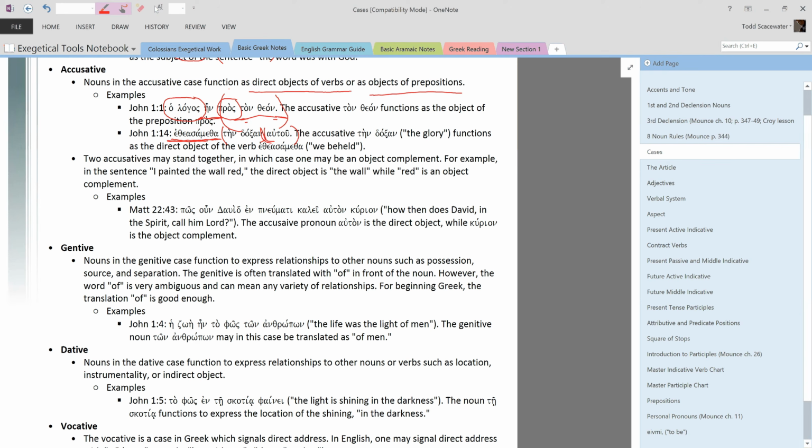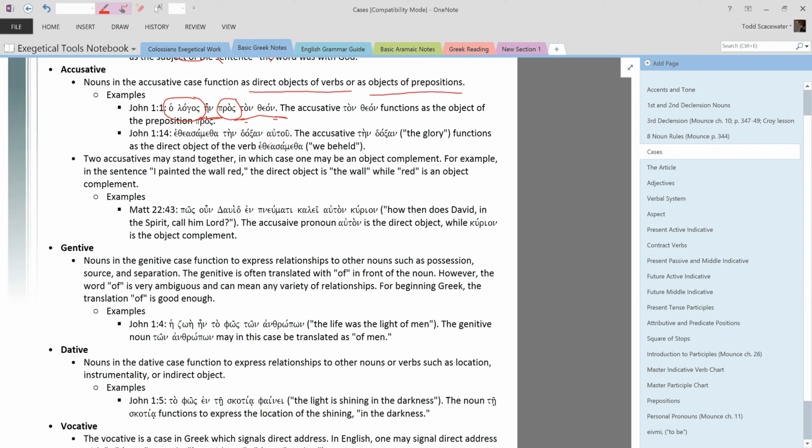Notice that the glory, ten doxan, is the direct object of the verb, and so it shows up in the accusative case. Sorry, this is getting a little messy. Now, one other use of the accusative case that you might find is that two accusatives can stand together in a sentence, and one would be the direct object and the other would be an object complement.